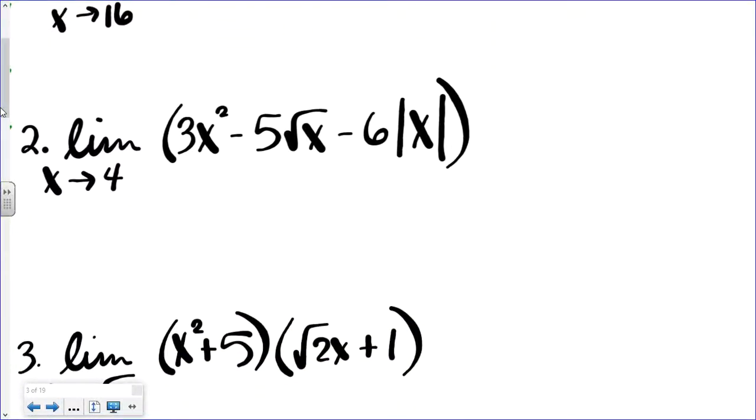Number 2. What rule, if you were going to put a rule to this, would it be? What's happening here? Sum, difference, constant multiple, product, or quotient. What do you see between all those terms, guys? It's difference, isn't it? Now, I'm going to show you what this would look like the long way. Don't write it.